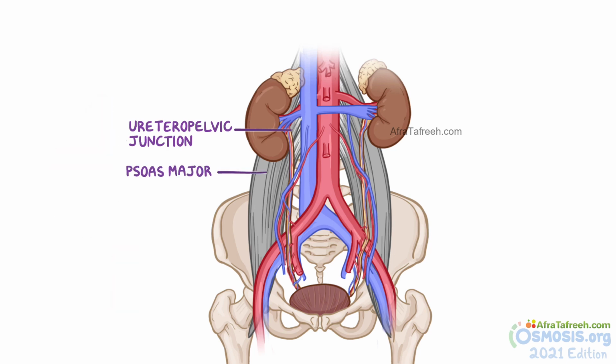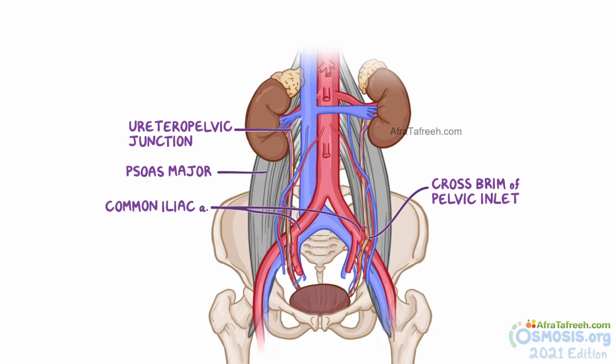When they reach the level of the sacroiliac joints, they cross the pelvic brim of the pelvic inlet and enter the pelvic cavity while also crossing anteriorly to the bifurcation of the common iliac arteries. Then they turn anteromedially at the level of the ischial spines to enter the urinary bladder.